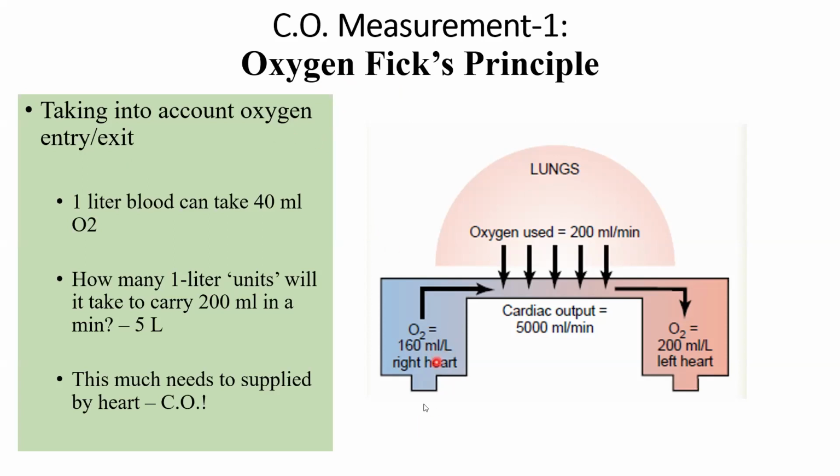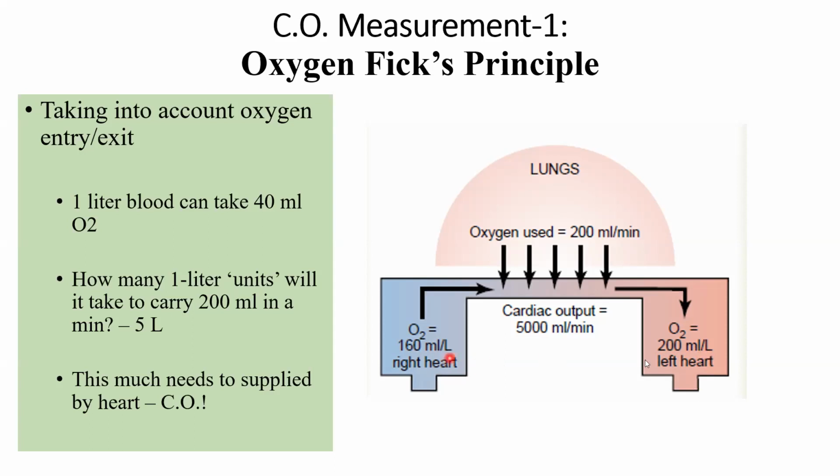Look, this is the right side of the heart, and this is the left side of the heart. So blood, when it's pumped into the right side, and the right side then pumps it into the lungs, then becomes oxygenated, and it's received in the left side of the heart. If you look at the oxygen concentration in the blood that is being received by the lungs from the right side of the heart, it is 160 ml per liter, while the blood after oxygenation is 200 ml per liter.